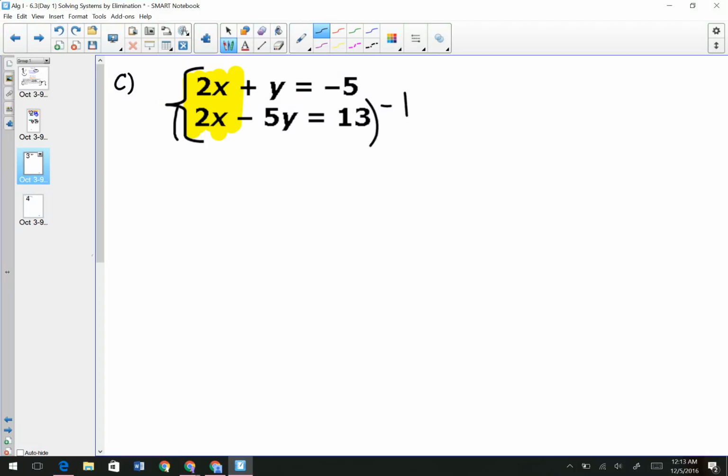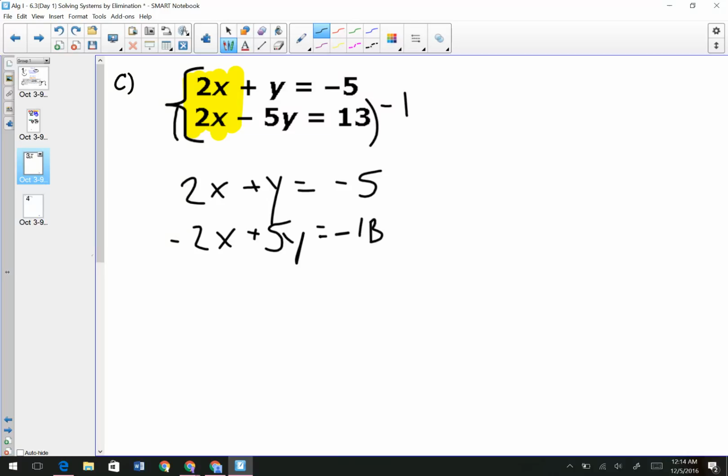Okay, times that whole equation. So I would take, this is my original top equation, 2x plus y equals negative 5. This is my new bottom equation. Negative 2x. This was a negative 5y, turns into a positive 5y. This was a positive 13, it turns into a negative 13. So now I just add down just like I did before. Notice that it's set up for us now. Look at what the multiplying by that negative 1 did. Made this work. So let's add down.